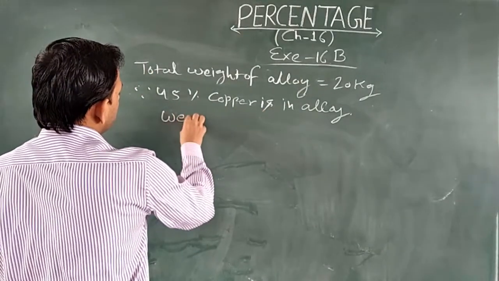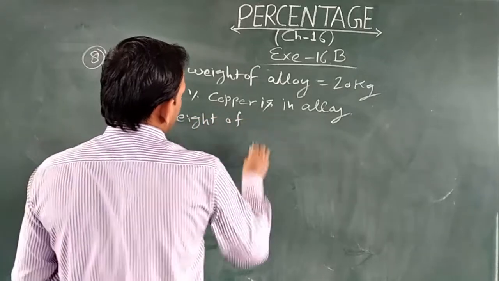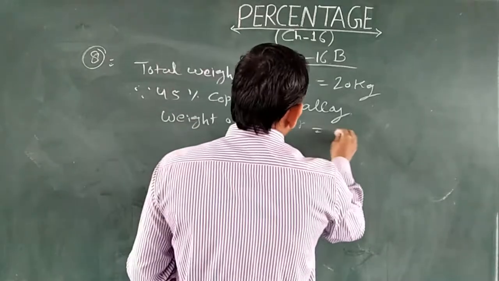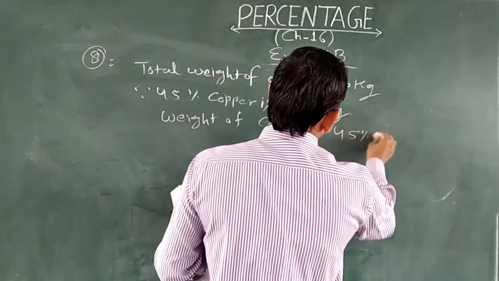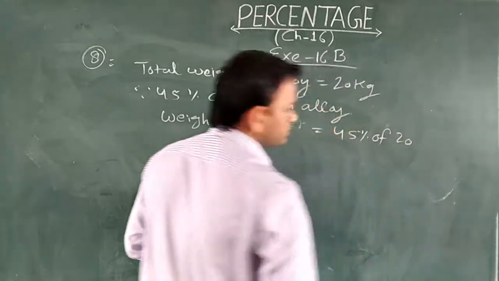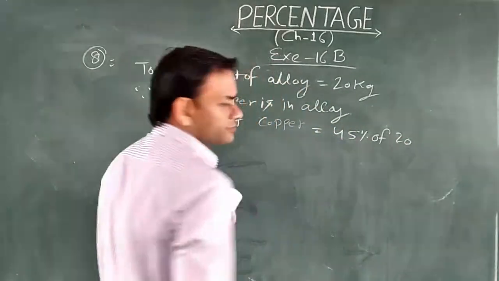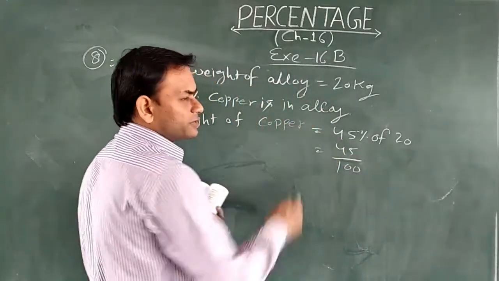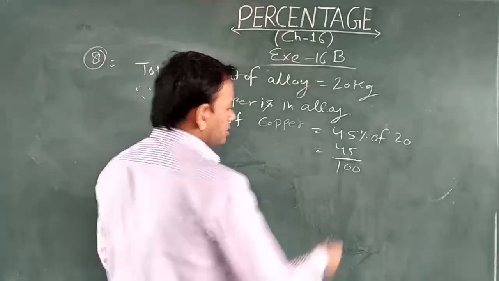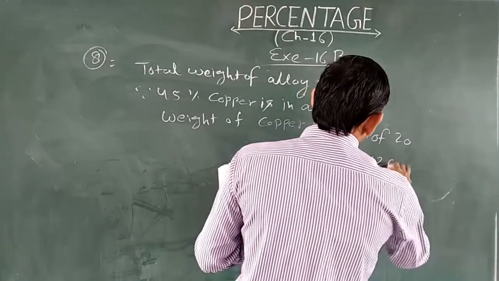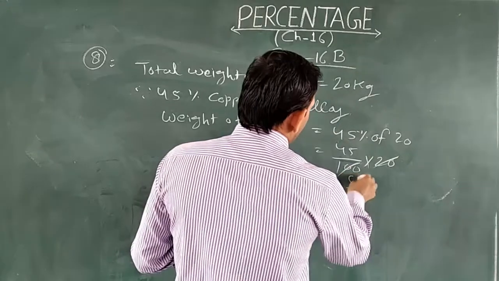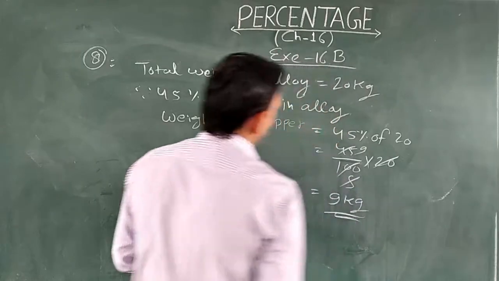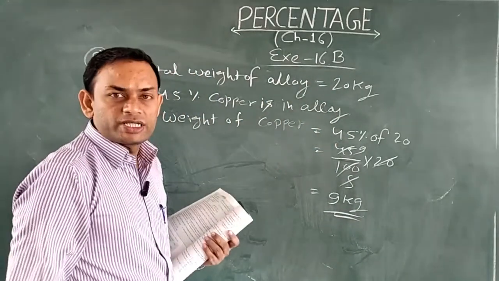So the weight of copper according to the question will be 45% of 20 kg. We will find 45% of 20, so it will be 45 upon 100. You will just remove the percentage sign and write 100 as the denominator, and 'of' means multiplication, and 20. You will just cut that, 5 and 5 nines, meaning 9 kg copper is there in the 20 kg alloy.